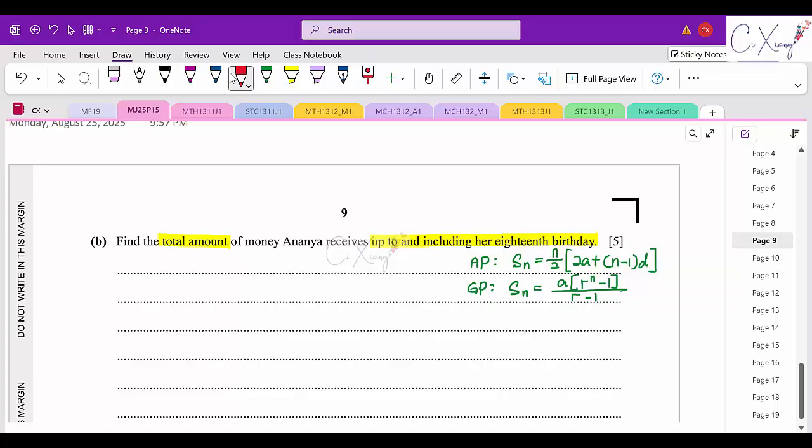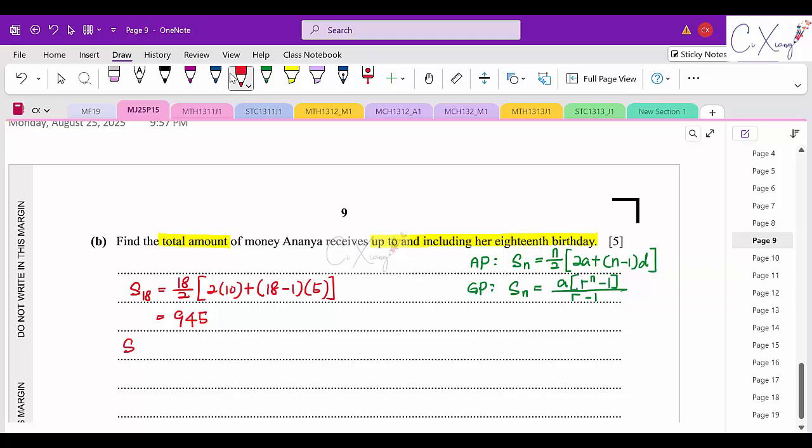I have to calculate the total separately for the father and the mother because they belong to two different progressions. For the father's part, the sum of the first 18 birthdays uses the general formula n/2 times (2a + (n − 1)d), so 18/2 times (2 times 10 + (18 − 1) times 5). When you total them up, the amount you get should be $945.